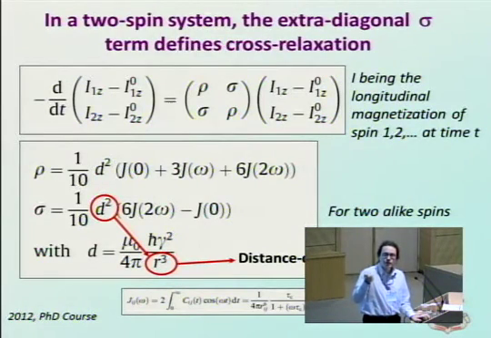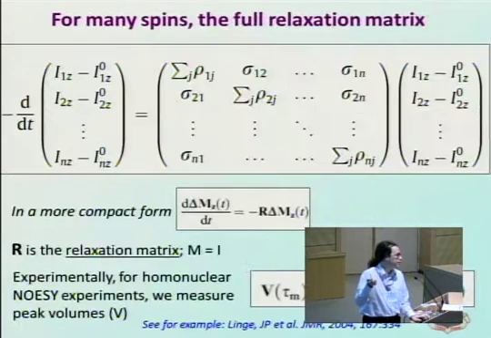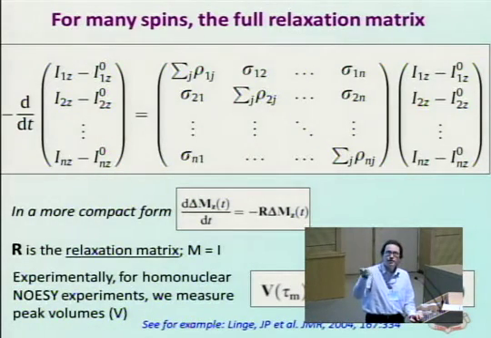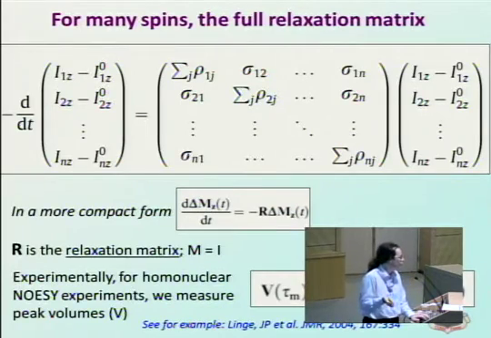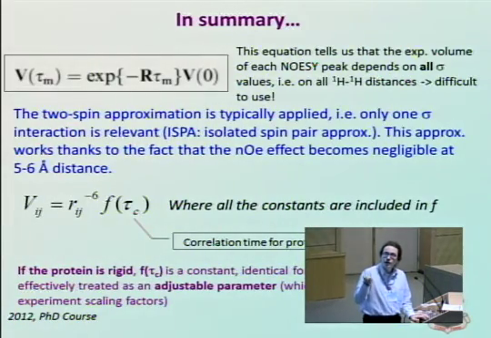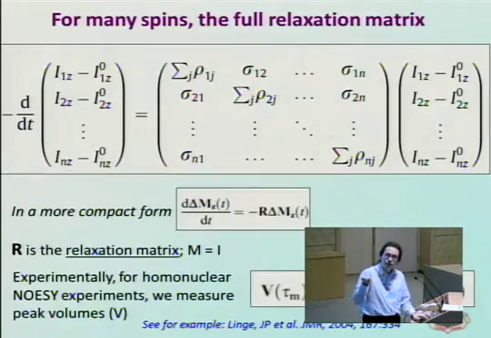But this is if there are only two spins in the proteins, but we know that there are many, so the matrix gets much more complicated, and you can write a more compact formula like this. For example, there's a description of the theory in this paper, but of course the theory is much, much older than 2004.